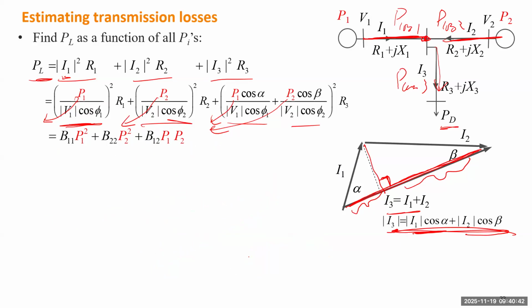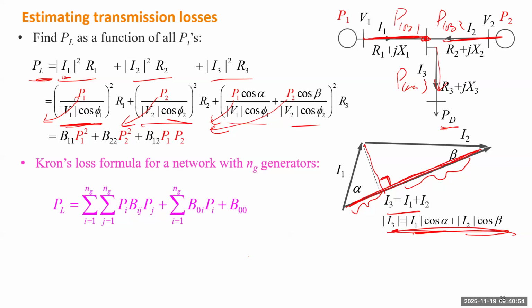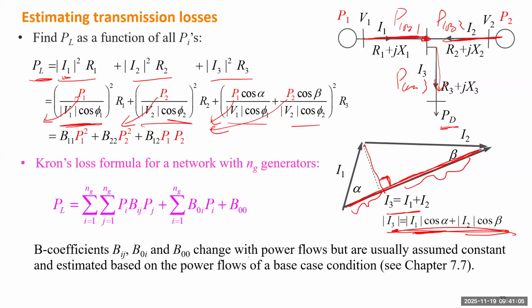All right, so we can introduce a more general formula for this, which is called Kron's loss formula for a network with n generators. We just assume the transmission loss will be this quadratic function, which is a generalization for a network of any number of generators. Those B coefficients can change with the power flow, but usually can be assumed to be constant or estimated based on some base condition. If your system doesn't change significantly from that base condition, this formula can still be used. There will be more details in chapter 7.7 if you're interested.